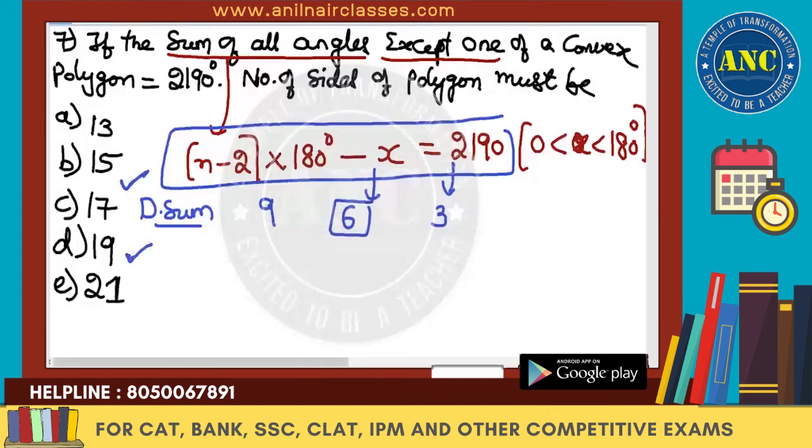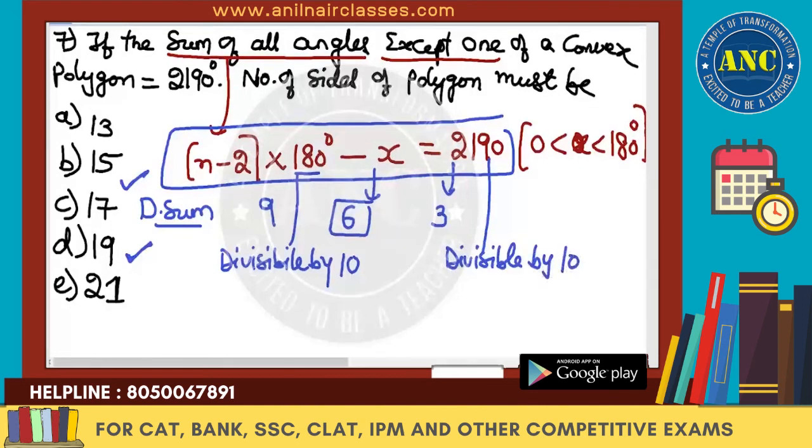First key point. Second, this 180 is divisible by 10, and 2190 is also divisible by 10. So x should be divisible by 10, and here 0 will come.